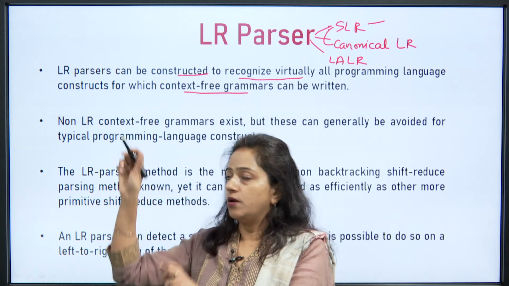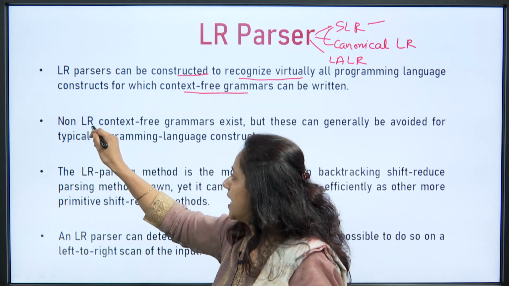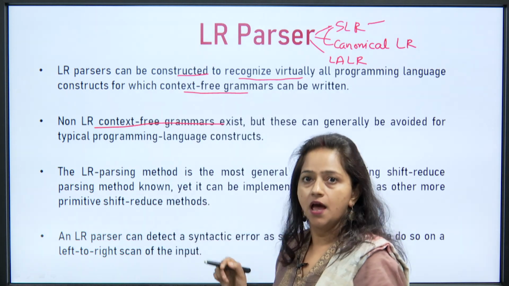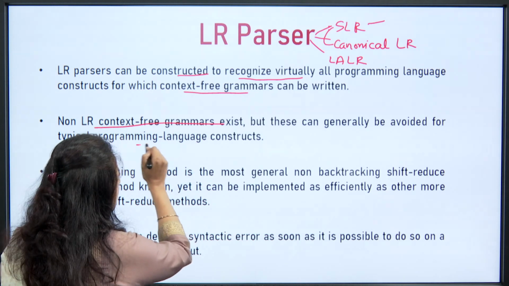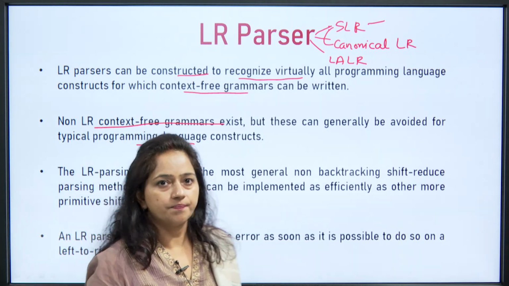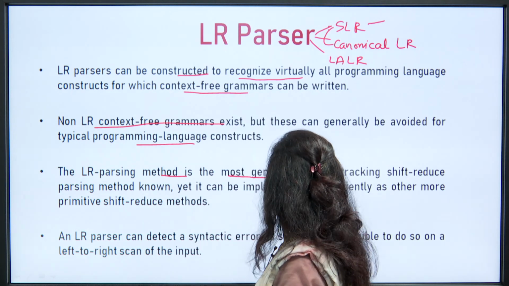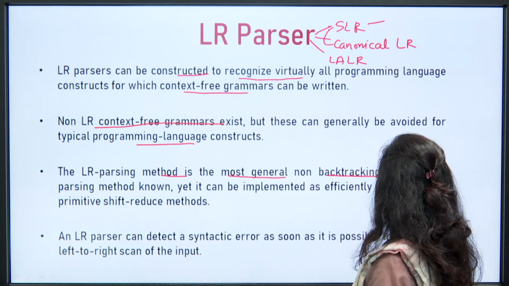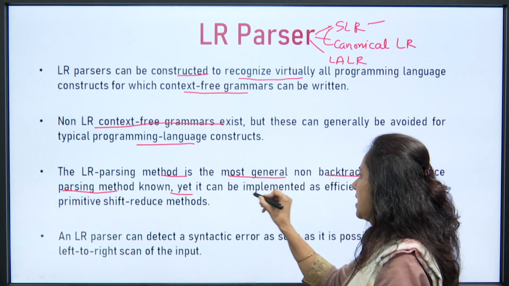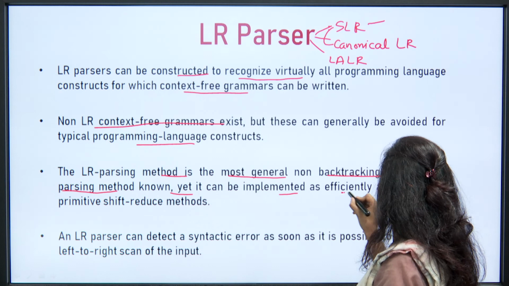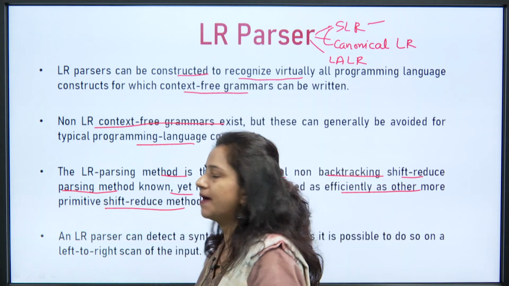LR parsers include SLR, canonical LR and LALR. Now, non-LR context-free grammars exist, but they can generally be avoided in typical programming language constructs. Next, the LR parsing method is the most general non-backtracking shift-reduce parsing method known, yet it can be implemented as efficiently as other more primitive shift-reduce methods.